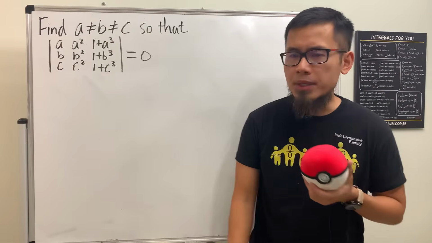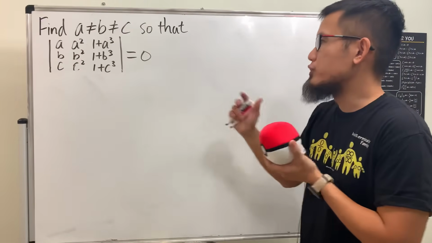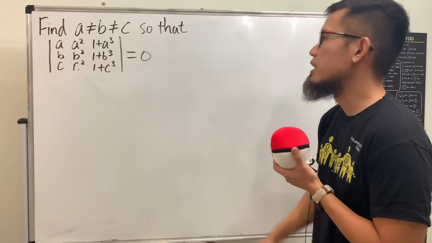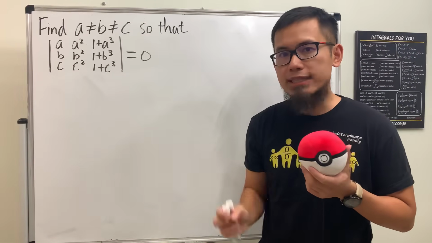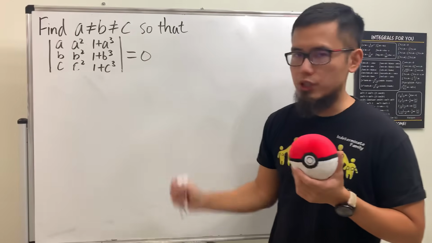Today let's talk about determinant, and I would like to use this question to illustrate some properties of the determinant. Here is the question. We want to find A, B, C that are all different real numbers so that the determinant of this matrix is equal to 0.